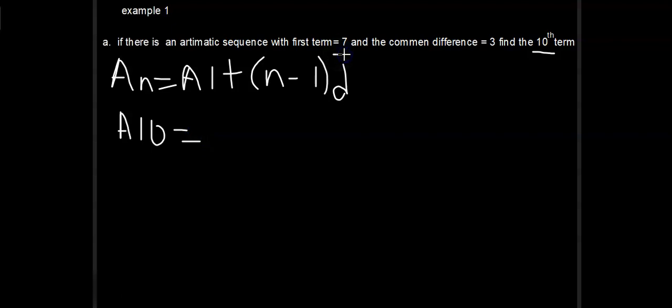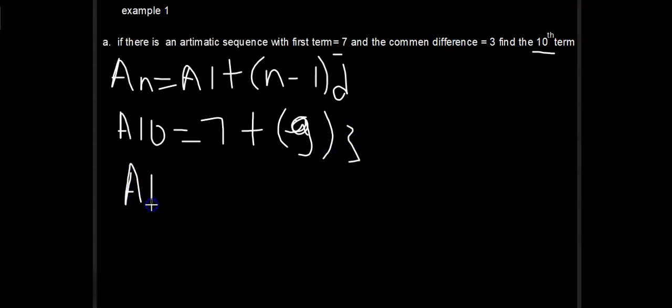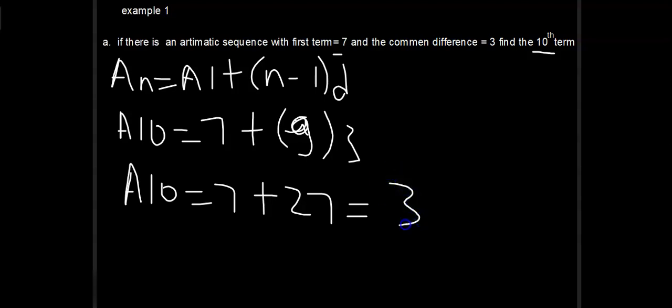Since I'm looking for the tenth term, a10 is equal to, they've already given us the first value a1, so it will be 7 plus n minus 1. n is 10, so when you subtract 1 from 10, you get 9. So 9 times d. d means the common difference, so it will be 3. Then a10 will be 7 plus 9 times 3, which is 27. So my last answer will be 27 plus 7, which is 34.